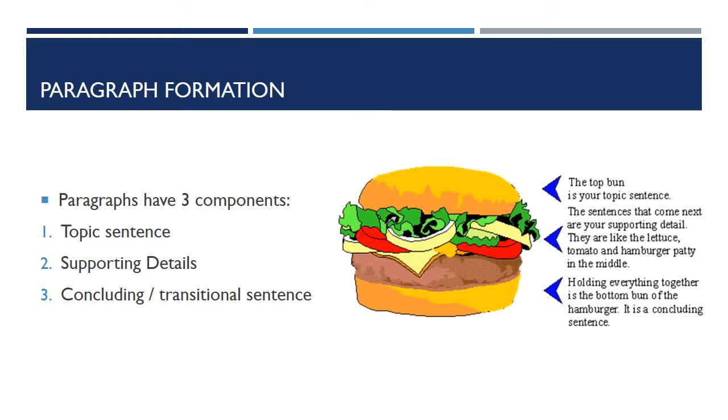We can think about a paragraph being a little bit like a hamburger. The top bun is the topic sentence, our patty, lettuce, onions, tomatoes, cheese, and so on, all the supporting details, all the bits in the middle. And holding everything together at the bottom of the bun is our transitional or concluding sentence.